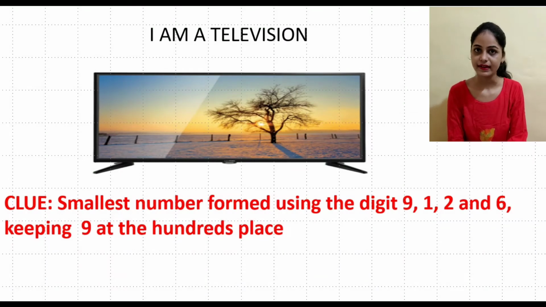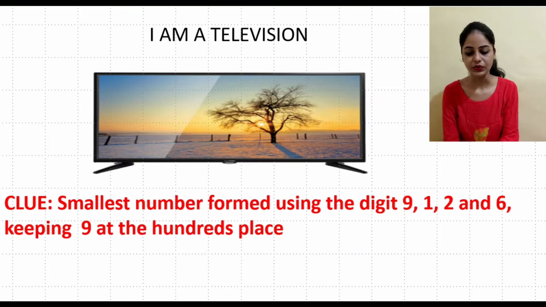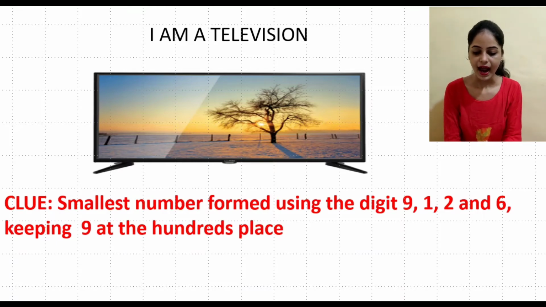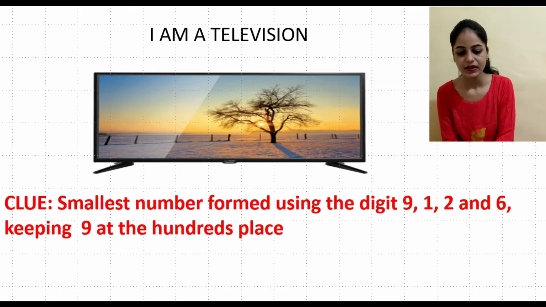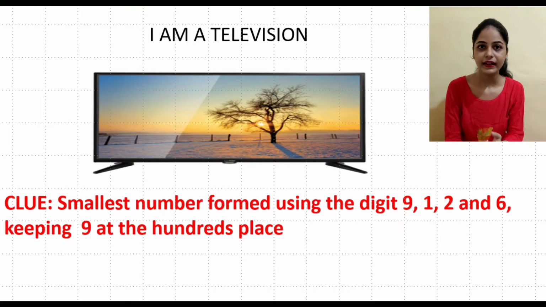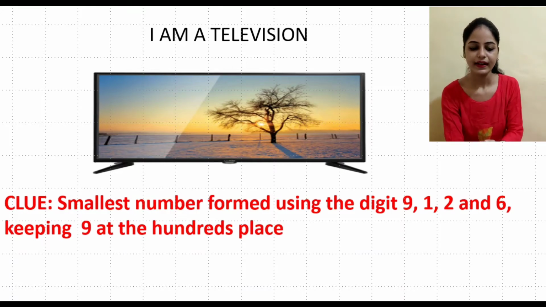Next device is television. The clue is given, so with the help of the clue we can solve the sum. Smallest number formed using the digits 9, 1, 2 and 6, keeping 9 at the hundred place. Here it is mentioned that you have to keep 9 in the hundred place. Let's see the solution of the sum.